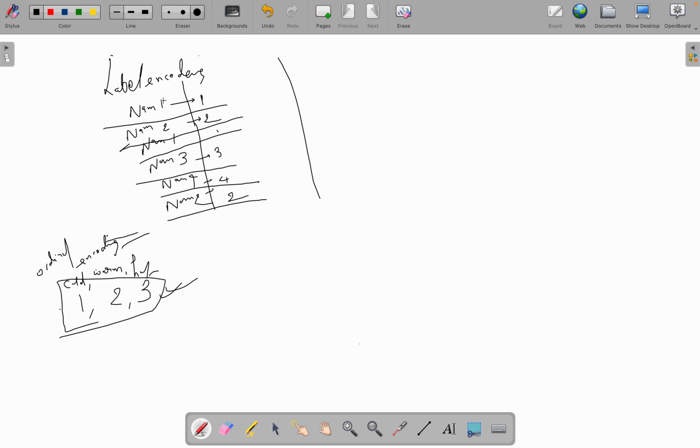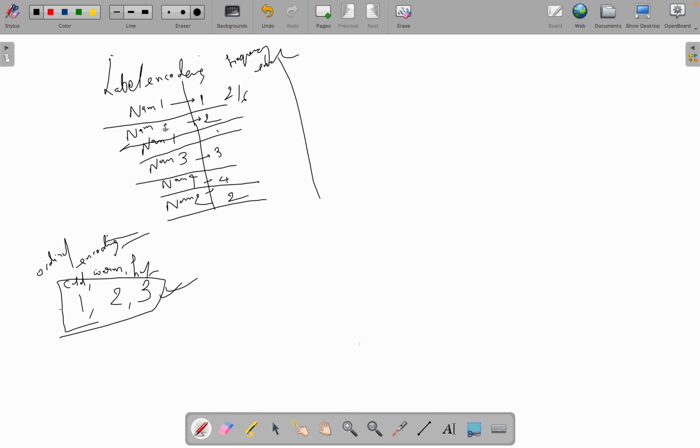So suppose here how many values are there? 1, 2, 3, 4, 5, 6. And how many times is 1 occurring? 2 times. So 2 divided by 6. Okay, so this is your frequency encoding.